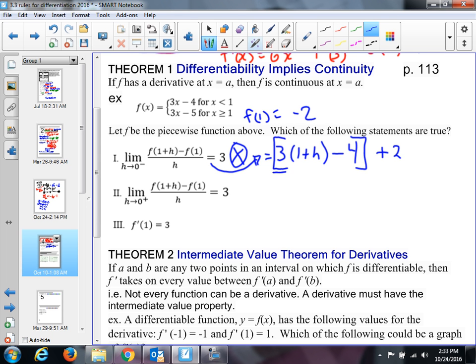Okay. All over h. When you try to simplify this, what happens here? Oh, I forgot the limit notation, too. My bad. Now, I'm going to run out of space. You didn't have to do this, but I want to show you. This is 3 when you distribute, right? 3h minus 4 plus 2.